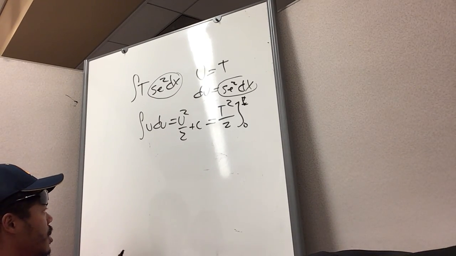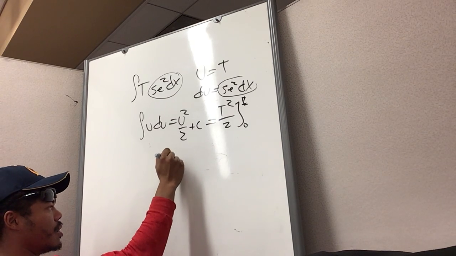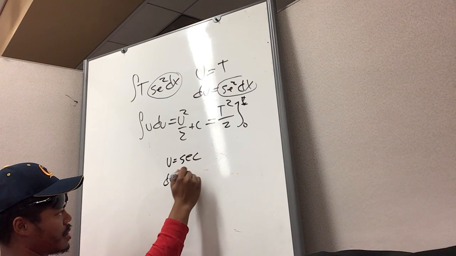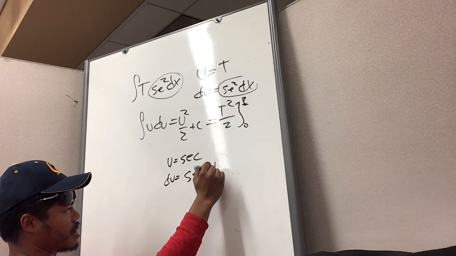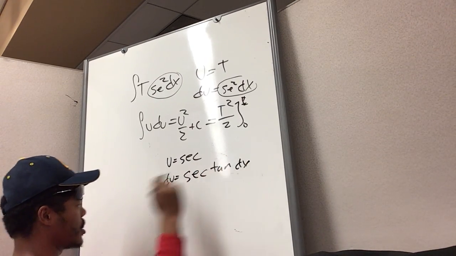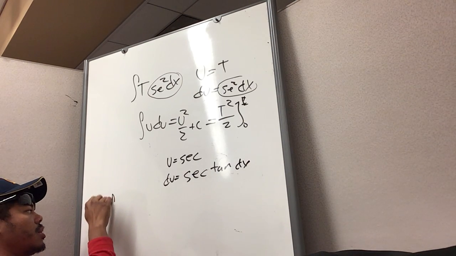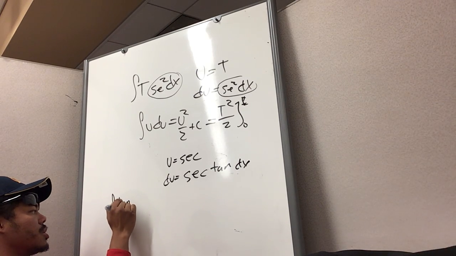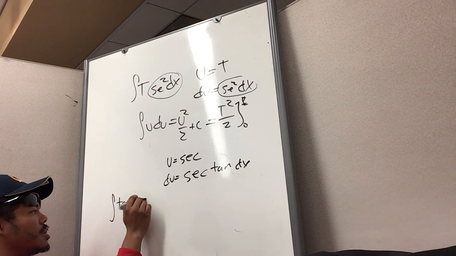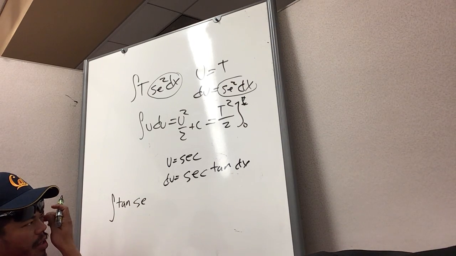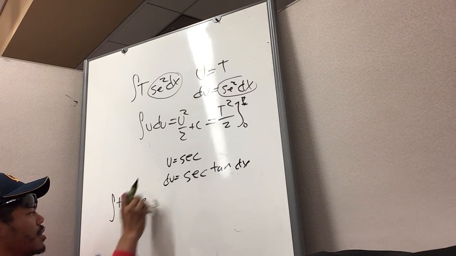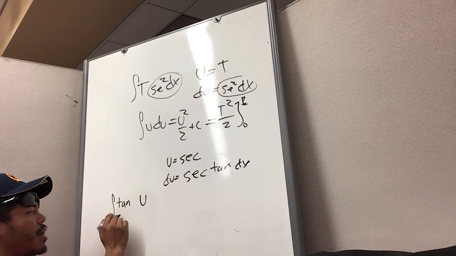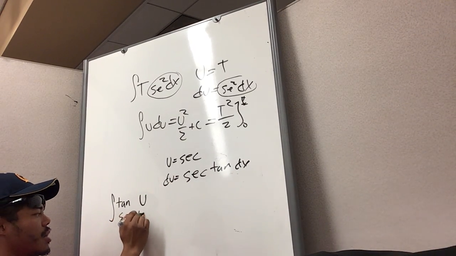So let's say u equals secant, du equals secant tangent dx. So we have the integral of tangent secant squared. Wait, no, this is u now. U divided by secant tangent.